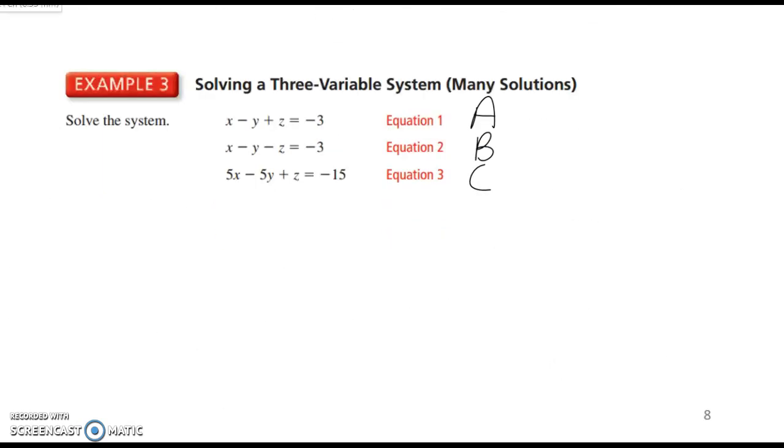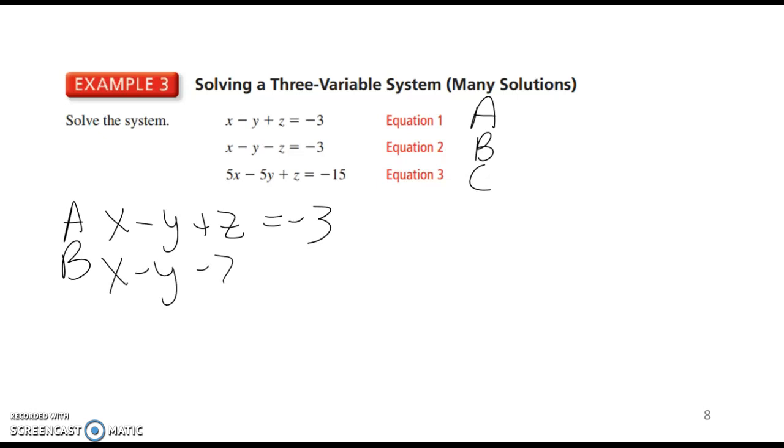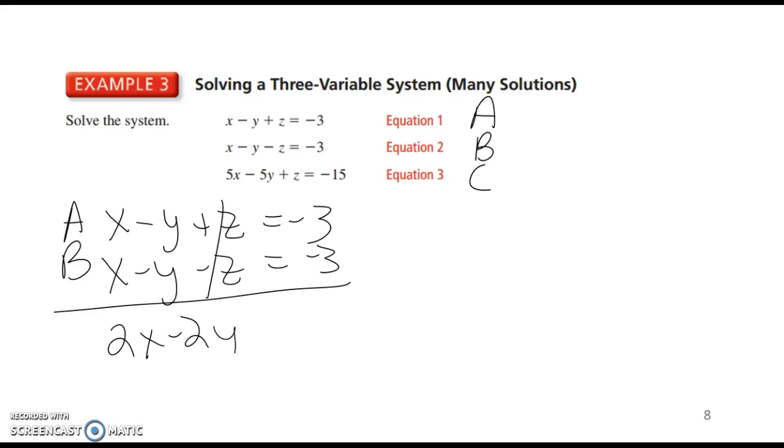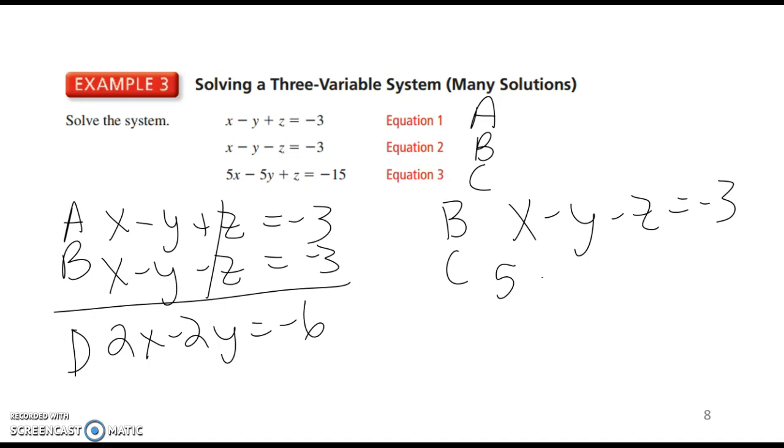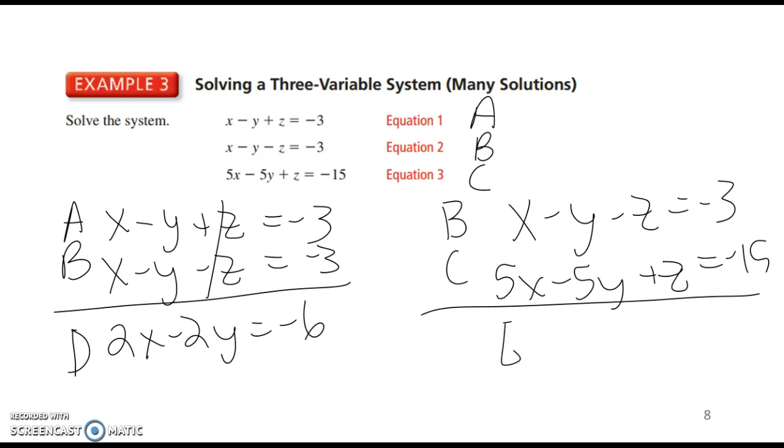In example 3, after labeling A, B, and C, let's take A and B and try and eliminate a variable. We can easily eliminate the z by just adding right away. So I'm just going to recopy A and B, and when I add down, the z's already cancel. I'm left with 2x minus 2y equals negative 6. Call this equation D. Now let's take equations B and C and try and eliminate z again, which if you notice they're already opposites, so after recopying I can simply add down. After adding down, I'm going to call this equation E.